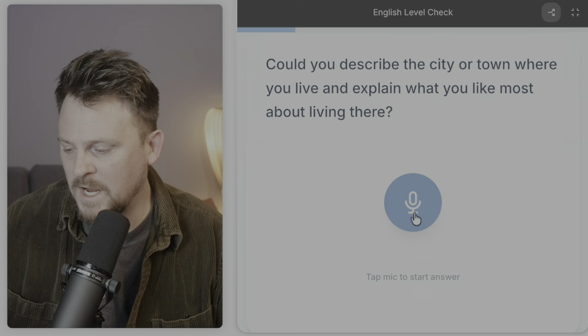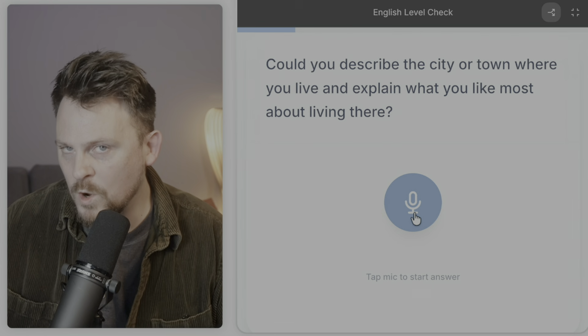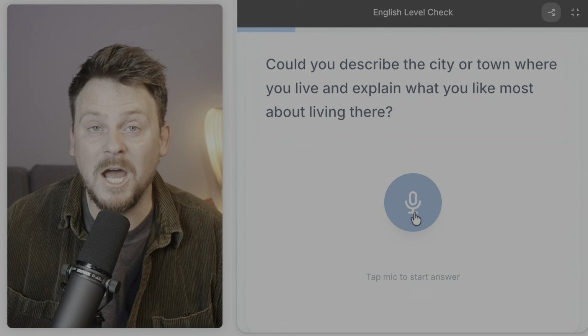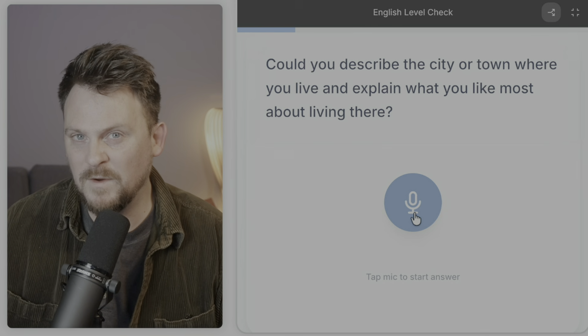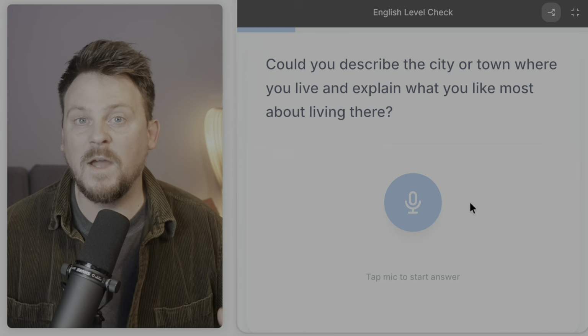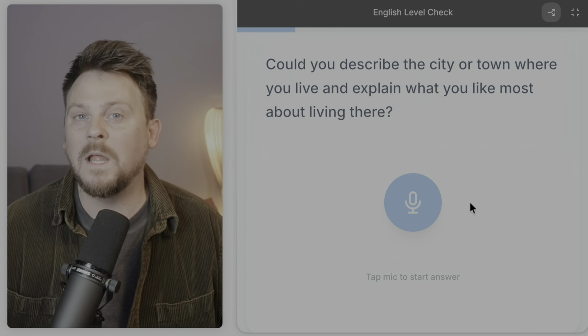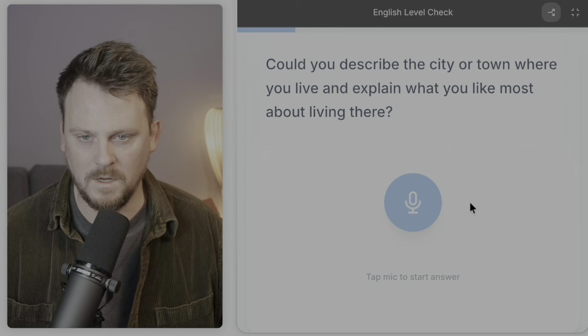When you're kind of designing it, it's better to do a minimum word count than a minimum time. Because if you say you have to talk for at least 30 seconds, well, you can speak very slowly and not say that many words. If you have a minimum of maybe 50 words, you're more likely to get an accurate evaluation.